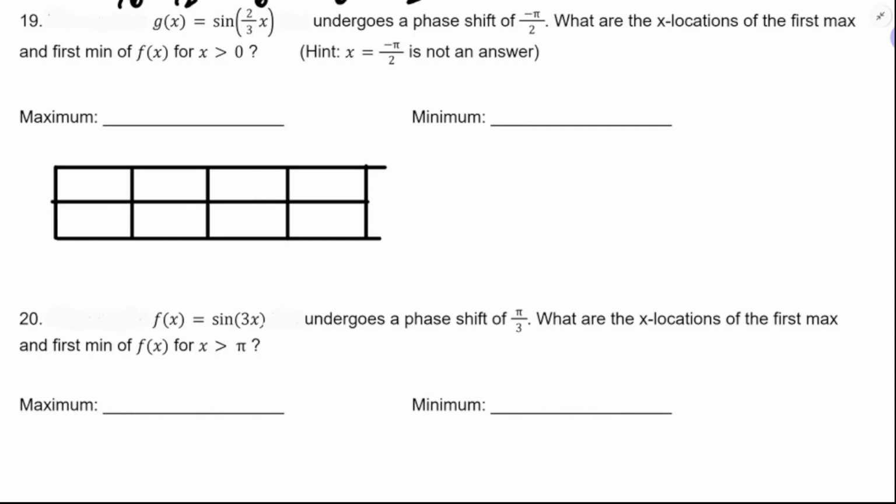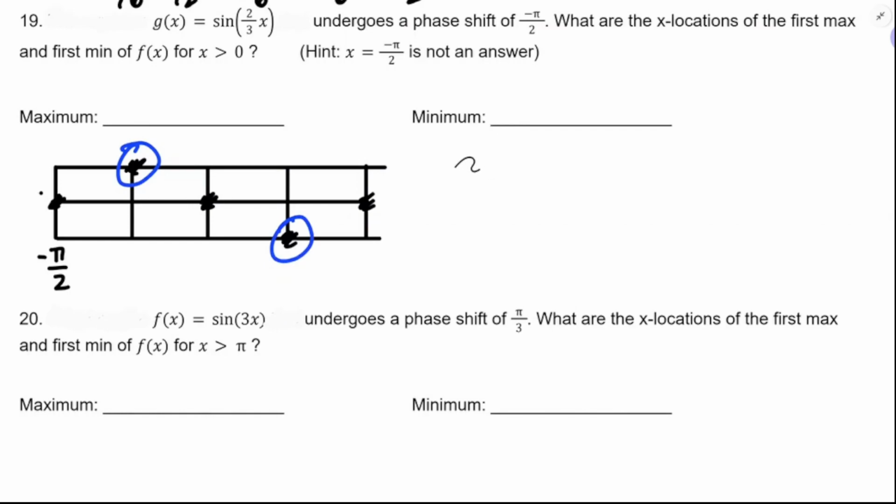Okay, now this is sine of 2/3 x, so it's going to be another regular sine. Right, and it undergoes a phase shift of negative pi over 2. I don't know why I would think that negative pi over 2 is an answer. Am I missing something here? I don't know, okay, I'm just going to keep proceeding. I'm seeing the maximum and the minimum there, so that's what I'm kind of angling for eventually.